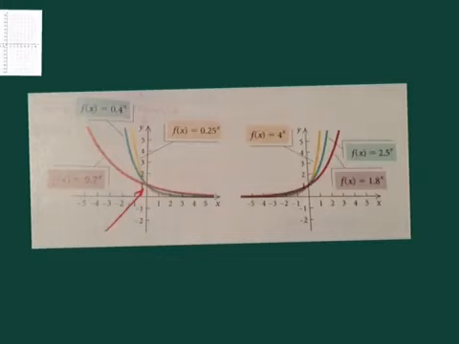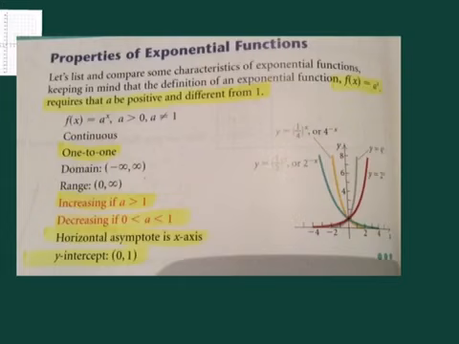Alright, so let's look at page 364. Top of page 364, connecting the concepts. Let's look and see what's going on here. Let's compare some characteristics of exponential functions, keeping in mind that the definition of an exponential function, f of x equals a to the x power, requires a to be positive and different from 1. So a, the number we put in there, has to be positive and not equal to 1, and the x value is the variable.